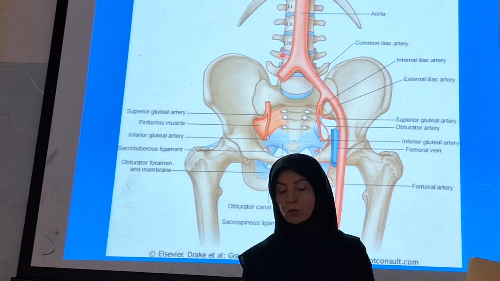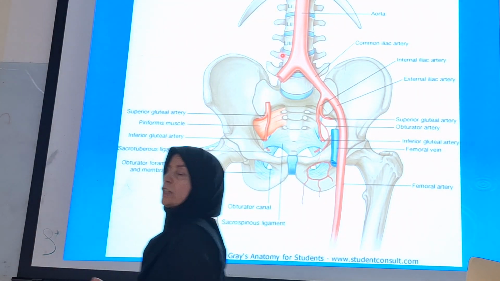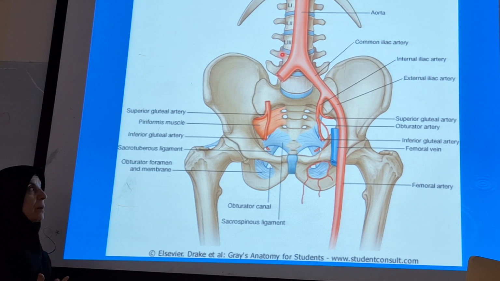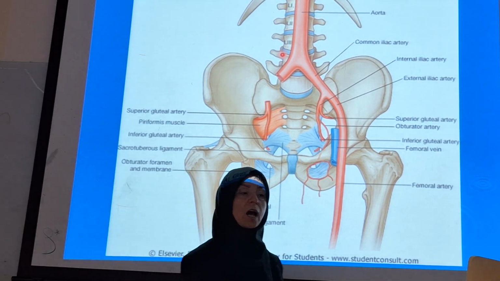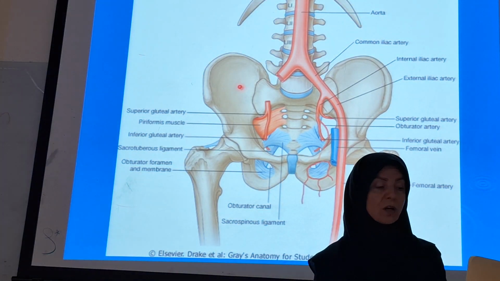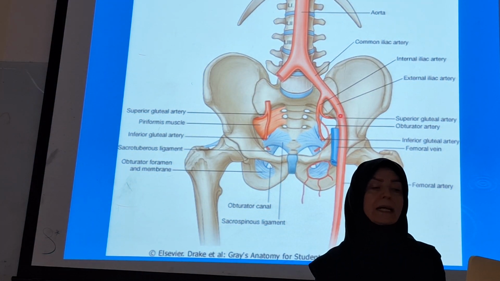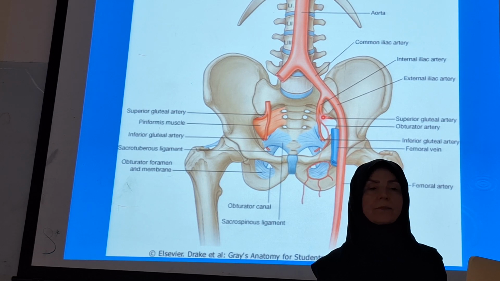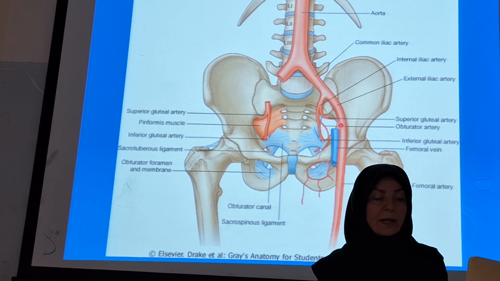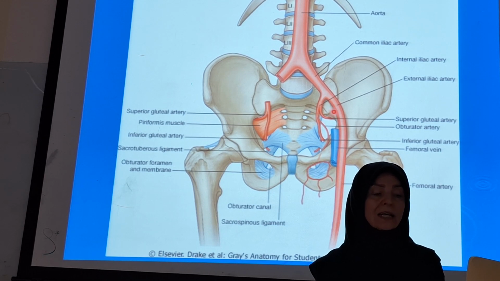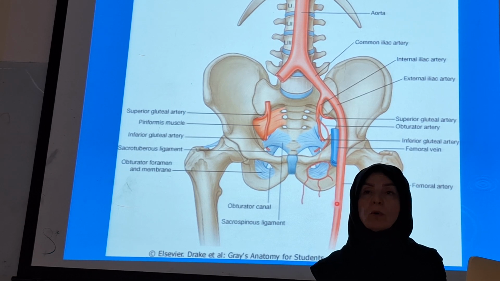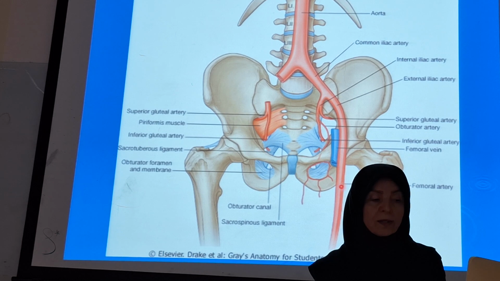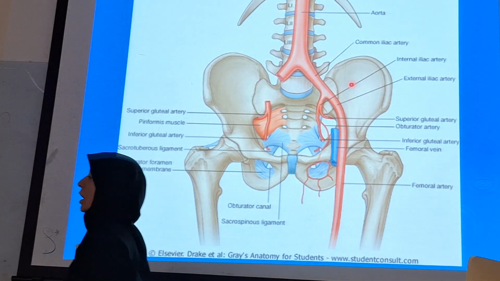Now, look at here. If you notice, each common iliac enters half of the pelvic cavity, and anterior to the sacroiliac joint it divides into two branches: external iliac and internal iliac. The external iliac enters the lower limb after passing behind the inguinal ligament, and the name changes to the femoral artery. So the femoral artery is a continuation from the external iliac artery.